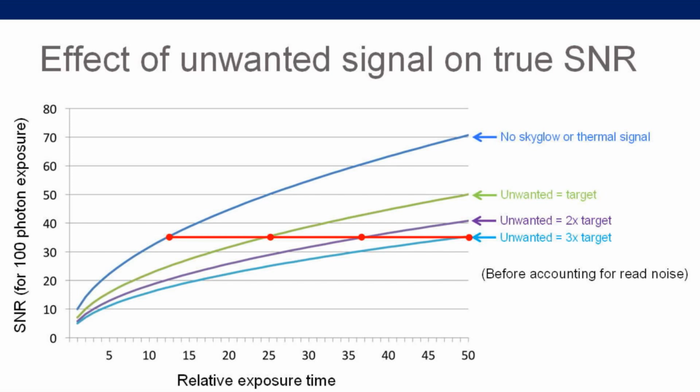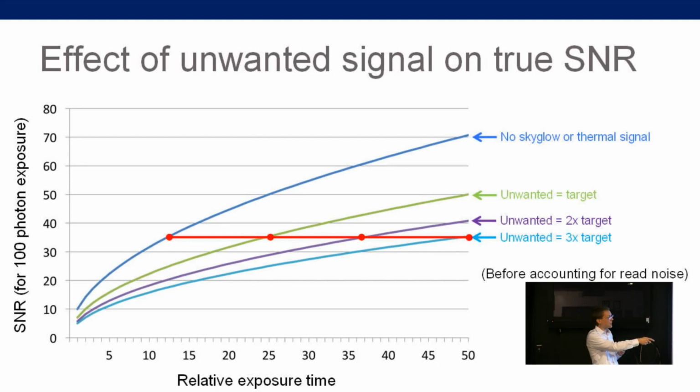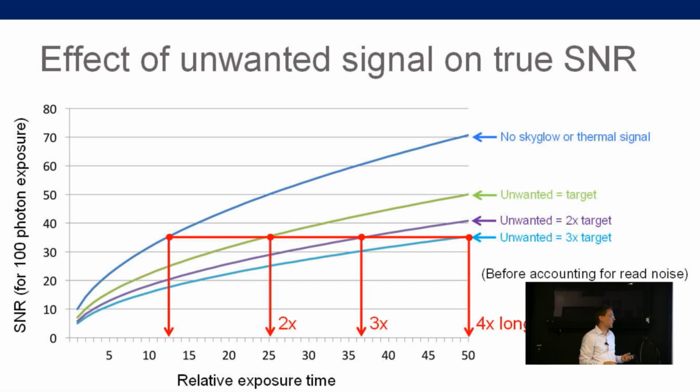I didn't do these exact calculations. The reason is because you have to think about these things logarithmically. This percentage drop doesn't matter. So if it reduces it by 50%, which I believe is the case if the unwanted signal is 3 times the target signal, that doesn't mean you take twice as many exposures. To make up that difference, you have to take 4 times as many.